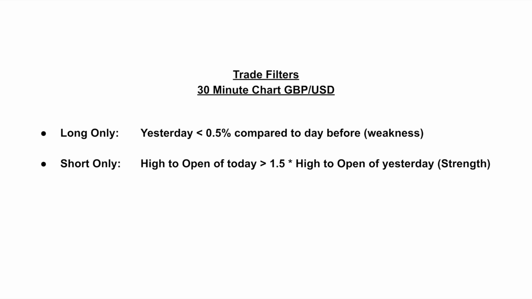We are also using some trade filters, and they're weakness and strength filters. So we only go long if yesterday was down by 0.5% compared to the day before. So we've seen a bit of weakness on the daily closes as well as a bit of weakness on the 30-minute chart. And we only go short if the high to the open of today is greater than 1.5 times the high to the open of yesterday. So we've already seen a bit of strength today.